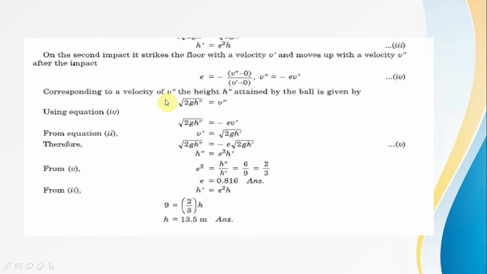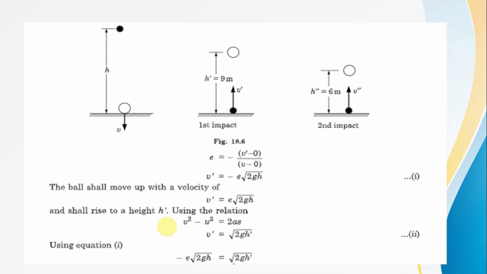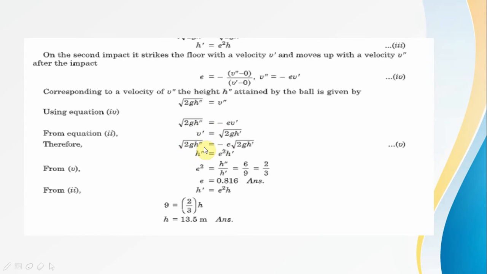So when we use the formula v double dash equal to root 2 g h double dash, we basically get root 2 g h double dash equal to minus e v dash, right? Because v double dash we know is e v dash. And v dash we have already found here, that is root 2 g h dash. So we put here, so we get root 2 g h double dash equal to minus e into root 2 g h dash, and we get h double dash equal to e square h dash.